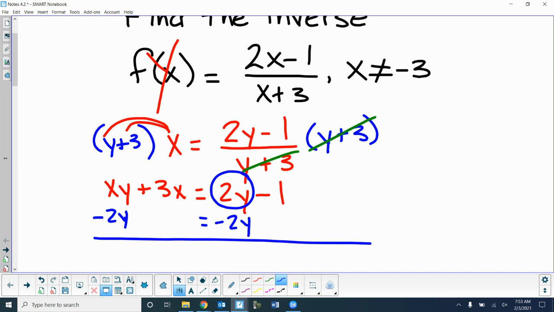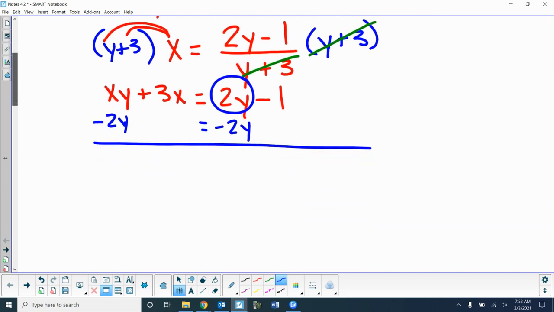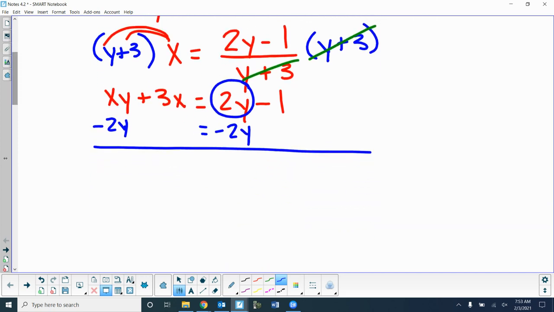Okay, I'll just do one step at a time. So I got xy minus 2y plus 3x equals -1 now, because those cancel, right? We okay so far? All right, so I've got the y's on the left, so anything that doesn't have a y, I want to get over there. So I have to move this 3x over. How do I move it? Subtract it, right?